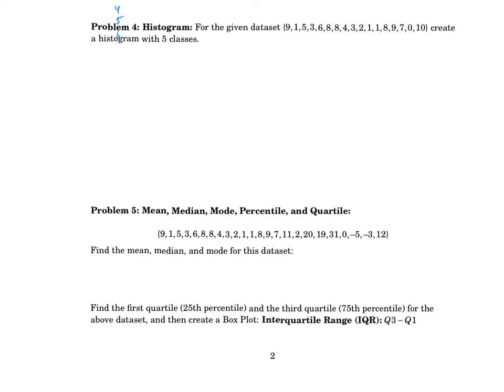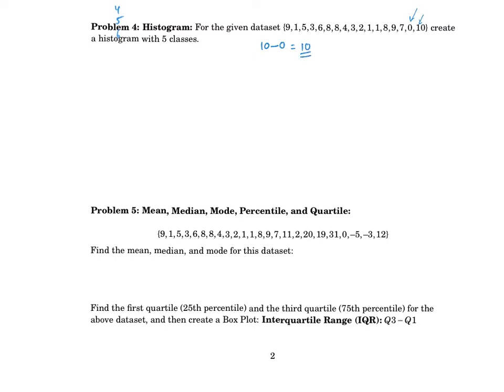Now for creating a histogram, for this one, create a histogram with 5 classes. The best way to do it is this. Just look at the lowest data point. In this case I see 0, the smallest data point, and the highest data point is 10, right? So highest minus lowest is what? 10 minus 0, which is just 10, right?